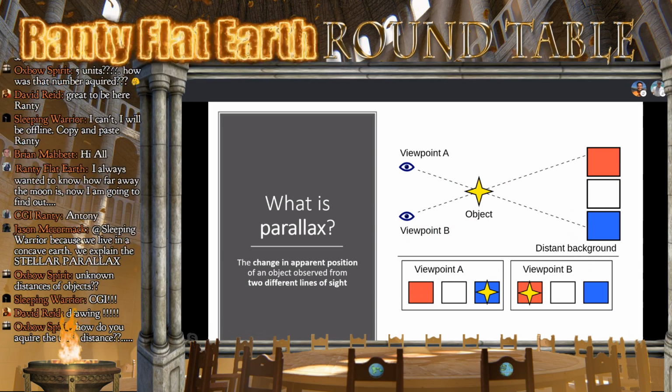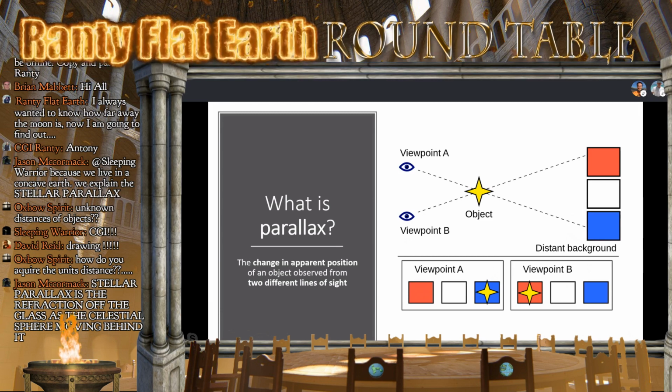Now that we have these concepts of apparent size or angular size and apparent position or angular position behind us, now let's talk about parallax for real. Parallax is the change in the apparent position, not the actual position, the change in the apparent position of an object when observed from two different lines of sight.